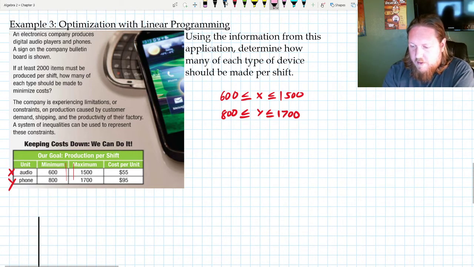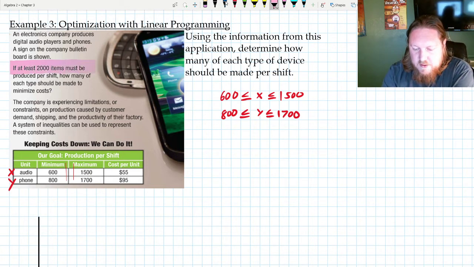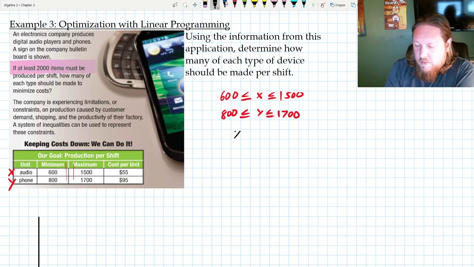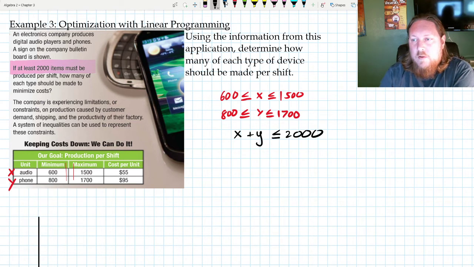And the last part actually comes from the scenario. If at least 2,000 items must be produced per shift, what are we going to do? So there, when you're combining it, you have audio and phones being combined together, you're not going to produce any more than 2,000, which means you want to produce less than 2,000. So now I've got my 3 inequalities. And they had it as a later step.